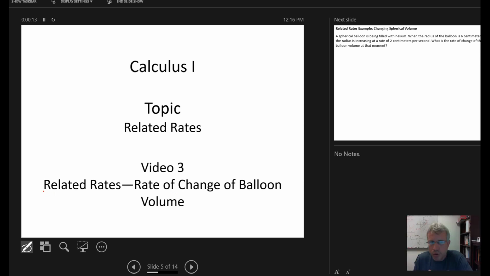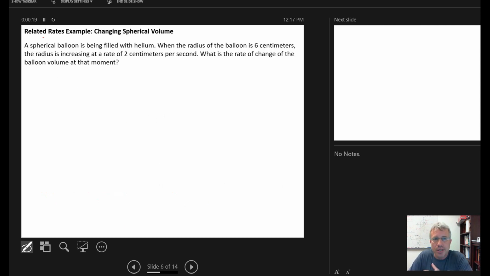So in this video, we're going to use related rates to find the rate at which a balloon volume is changing. So here's the example. It says a spherical balloon is being filled with helium. When the radius of the balloon is 6 centimeters, the radius is increasing at a rate of 2 centimeters per second. What is the rate of change of the balloon volume at that moment?